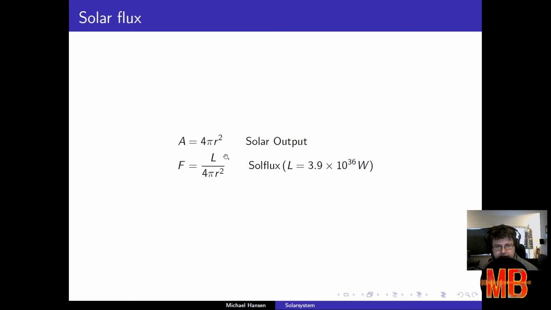us here on Earth. First of all, I should say, which I didn't put in here, that the solar flux is equal to the luminosity of the sun divided by A, which is the solar output, and then we put that number in here. And the L is given as 3.9 times 10 to the 26 watts.